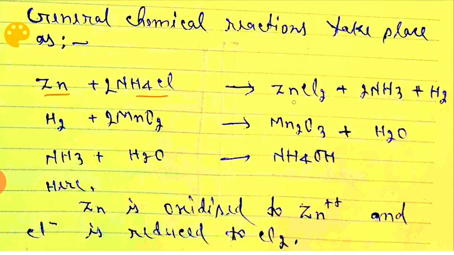Zinc reacts with ammonium chloride when it is in paste form and converts into zinc chloride, ammonia gas, as well as hydrogen gas, as it is covered in the cylindrical container. So zinc chloride is inside the container, ammonia gas is inside the container, and hydrogen gas is also inside the container. So what happens? It should swell up, but it does not swell. Why does it not swell? Because hydrogen reacts with manganese dioxide and converts into manganese oxide and water.